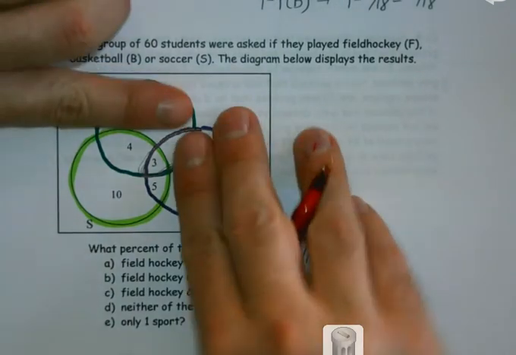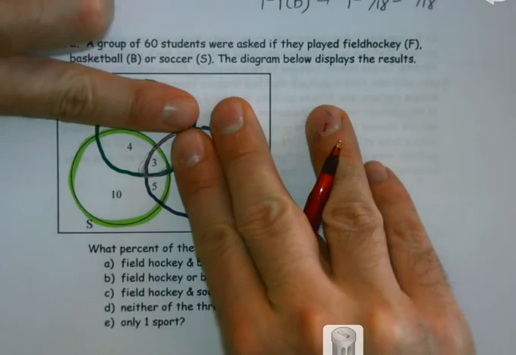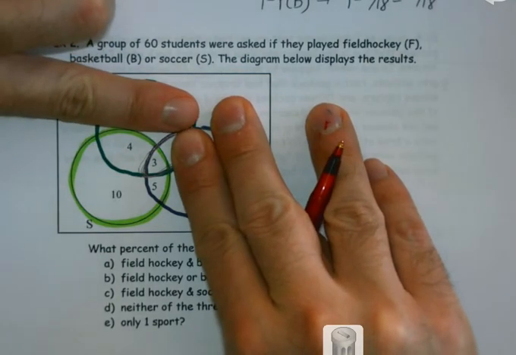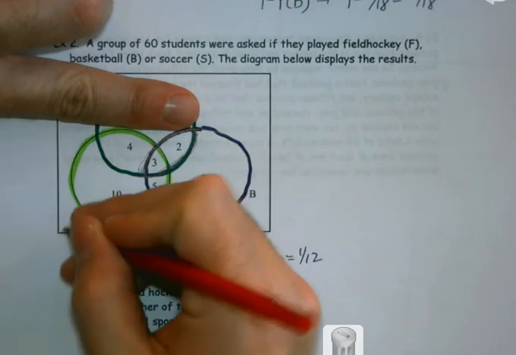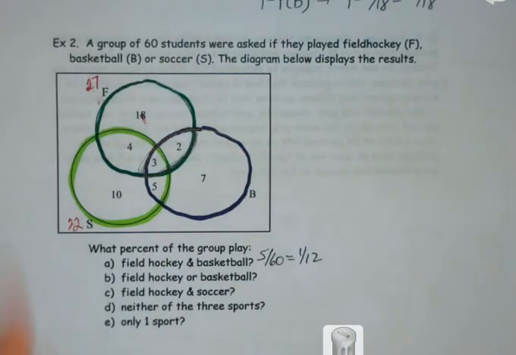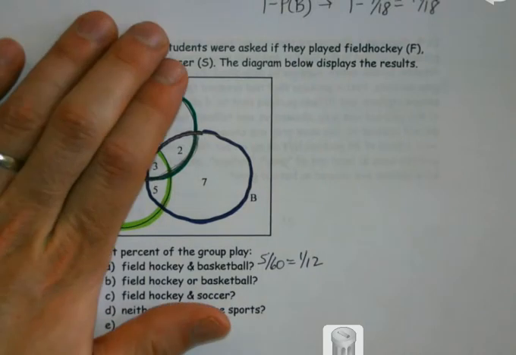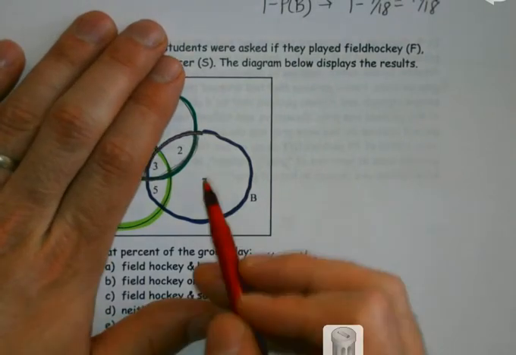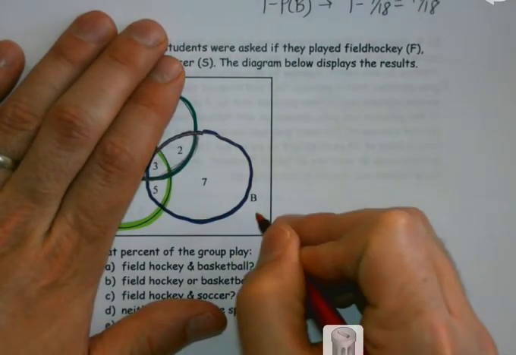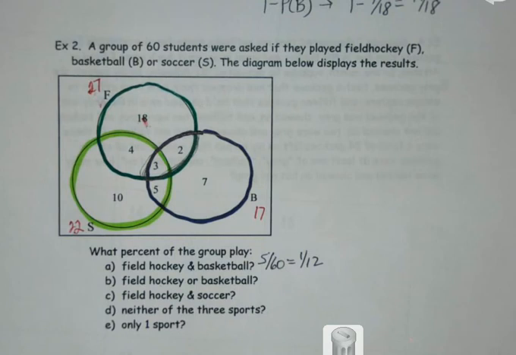So if I move over to soccer, 10, 5, 3, and 4, I believe is 22. So I've got 22 people that play soccer, might be with some other things too. And then finally my basketball, we've got 17.